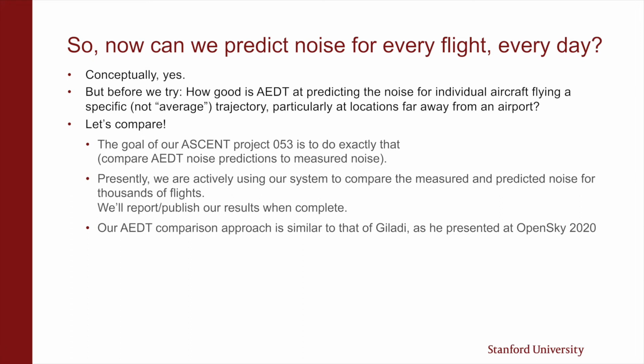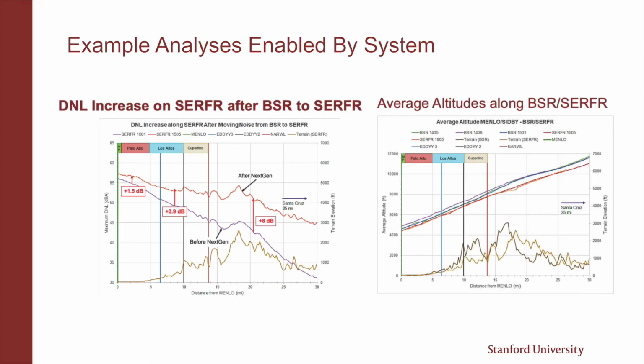Our AEDT comparison approach is similar to that of Giladi, as he presented last year at the OpenSky Symposium. To give a few very brief examples of analyses enabled by our system, on the left is an analysis of DNL increases resulting from next-gen procedure changes. On the right is a comparison of average altitudes along two related flight procedures.